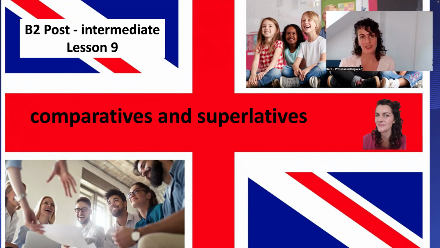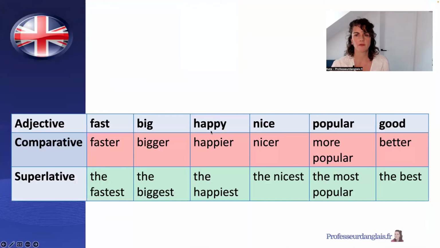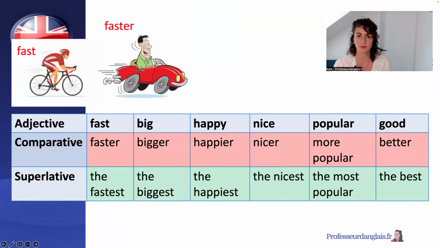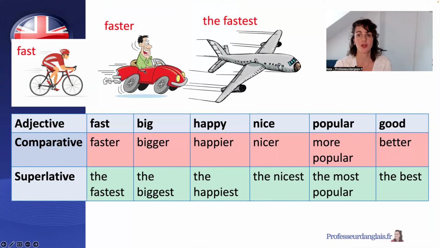Today's English lesson is all about comparatives and superlatives, which is essential grammar for comparing things and also describing extremes. So let's have a look at the most basic form. We have fast, faster, which is the comparative, the fastest, which is the superlative. So in the comparative form we add ER, in the superlative we add the and EST.